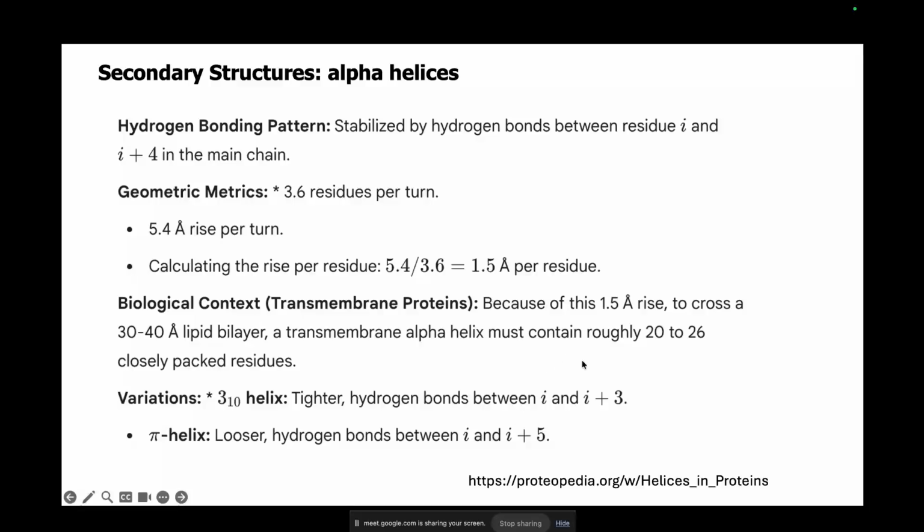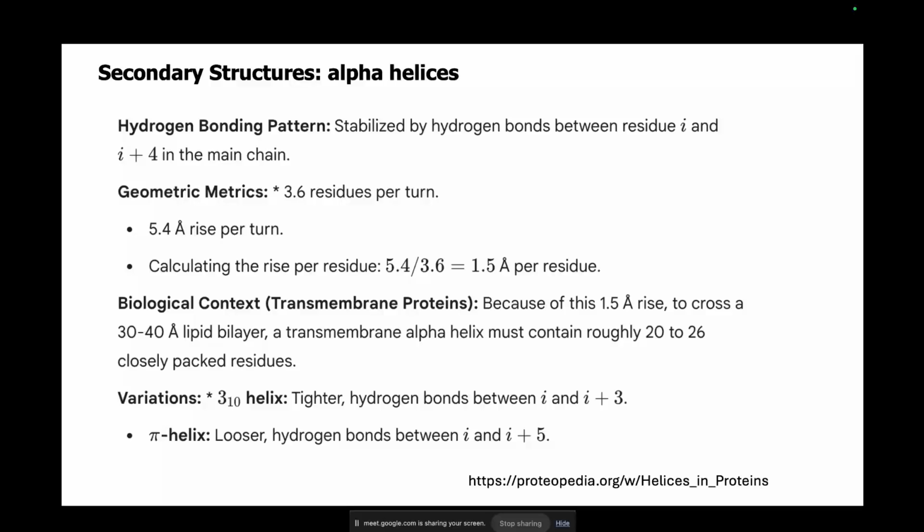So this set of hydrophobic residues present in certain regions of these proteins helps the protein fold. And when you have transmembrane proteins, you need a lot of hydrophobic residues. Because of this 1.5 angstrom rise per residue, to cross a 30 to 40 angstrom lipid bilayer, a transmembrane alpha helix must roughly contain 20 to 26 closely packed residues.